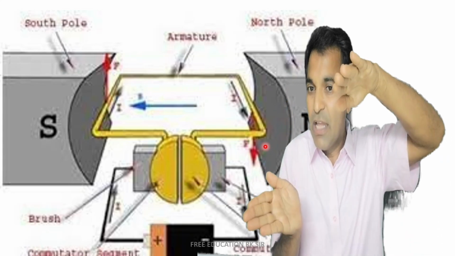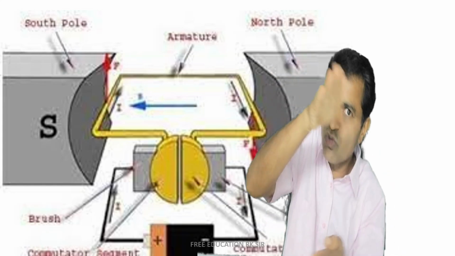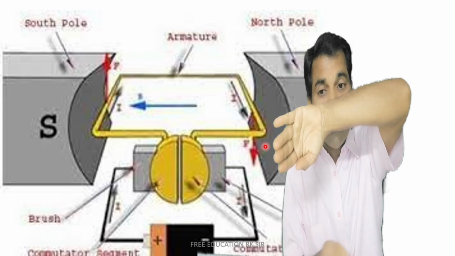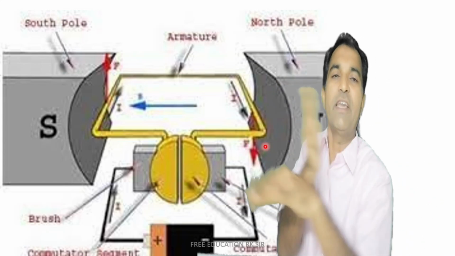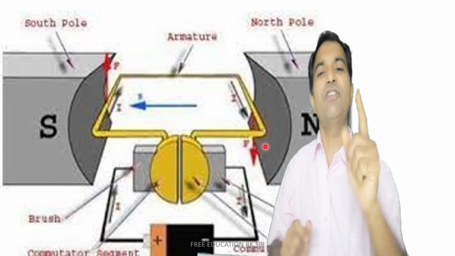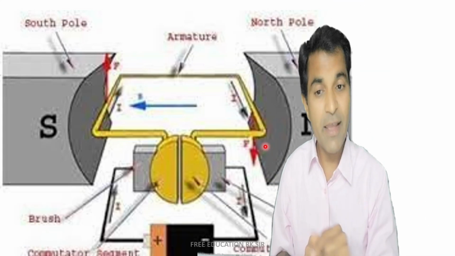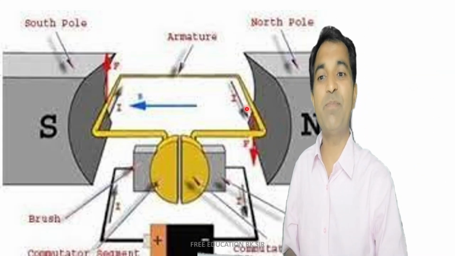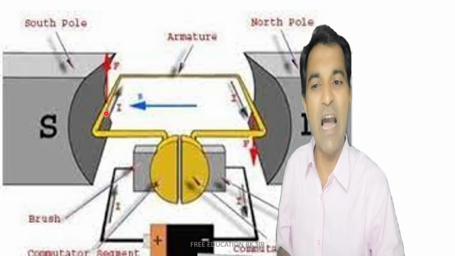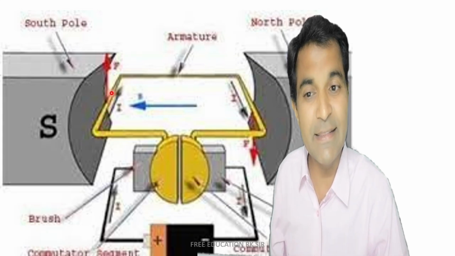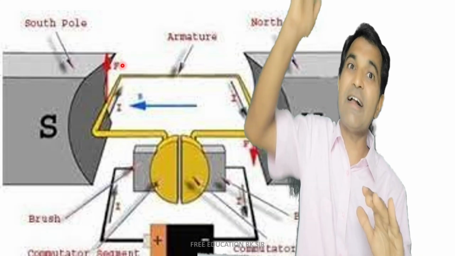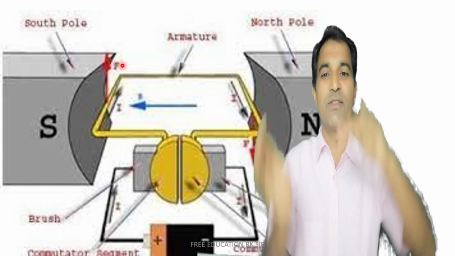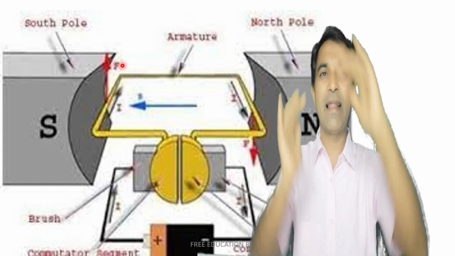So what will happen? This coil will try to rotate, and when it rotates halfway, the situation will again be reversed. Why? Because now the conductor which was getting current like this has been shifted towards the S pole. So now it will start getting current in this direction, and it will start again getting this direction of force, right? In this way, this coil will start rotating like this.